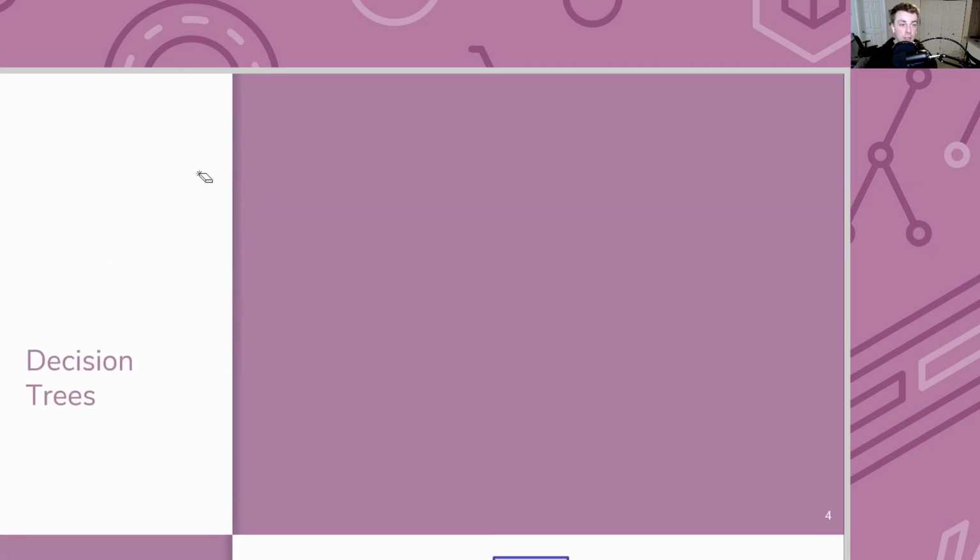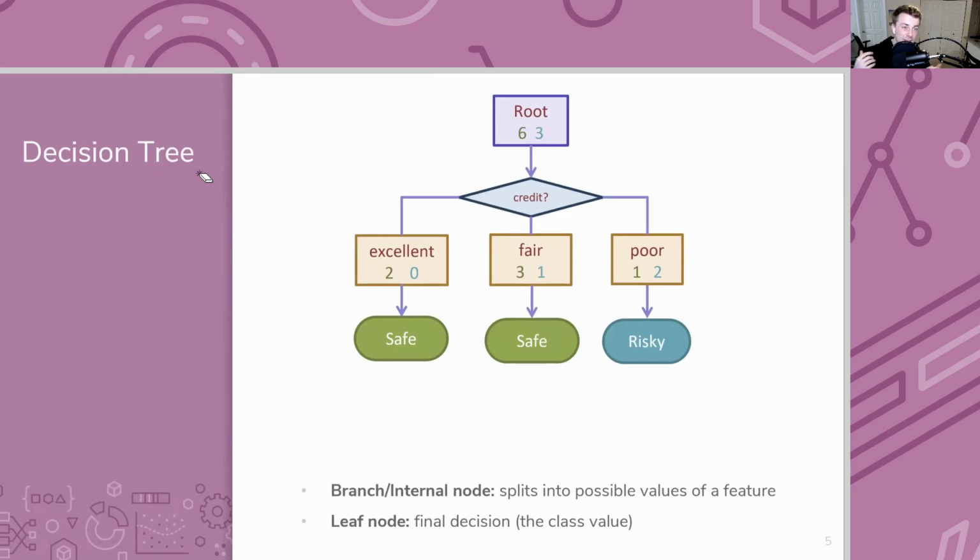So as a reminder, when we introduced decision trees, we talked about this idea of a flowchart or a decision chart. We have branches and leaf nodes that help us make decisions. The branches ask us questions about features and tell us to go certain directions based off the particular values. So for this decision tree about credit loans, you might have a branch about credit, and the credit might take on the values excellent, fair, and poor. And we might use that to then make decisions later down the line.